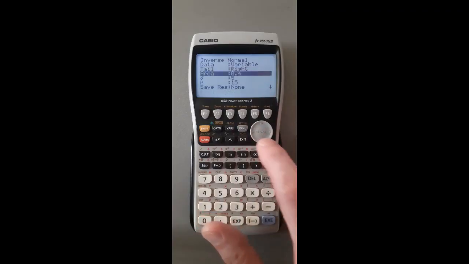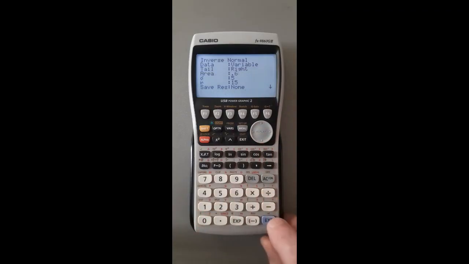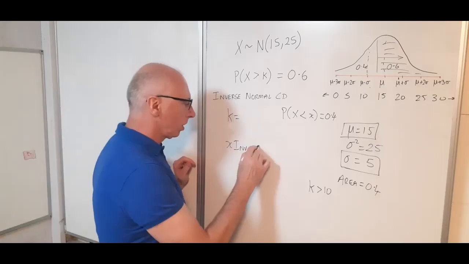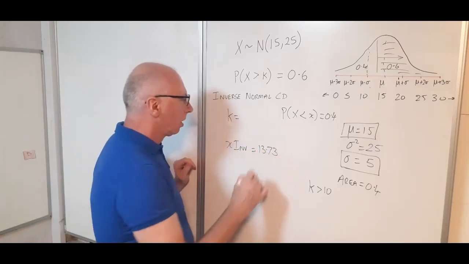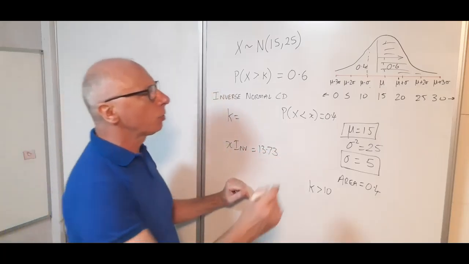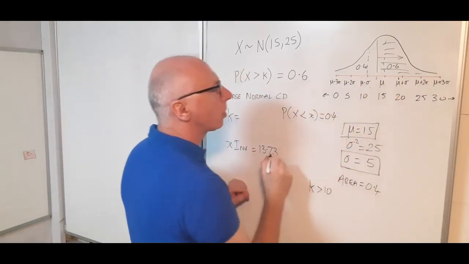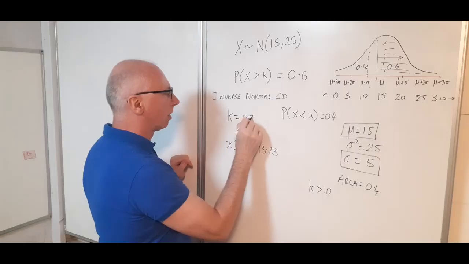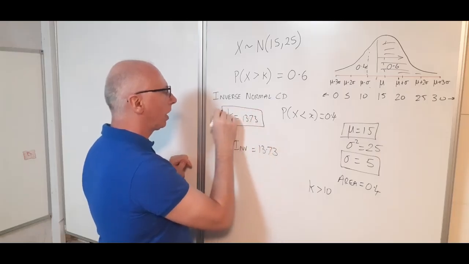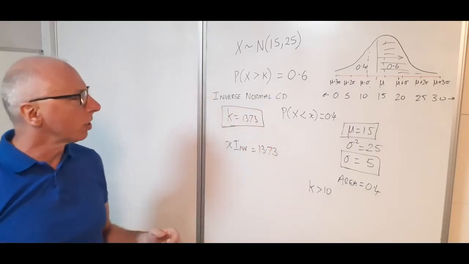Now, just to check, we could set this to the right tail and then set the area to 0.6. By the laws of symmetry, we should get the same answer. And there we see that we do, 13.733 and so on. 13.73. So therefore our k value, which would be here somewhere, would be 13.73. And that would be the answer to our question.